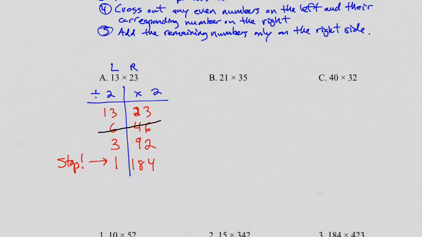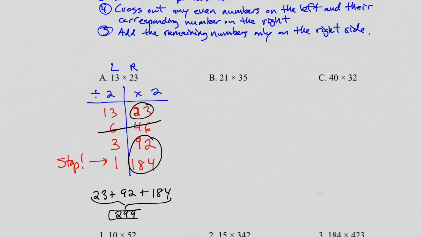Step 5 is to add the remaining numbers on the right side. So that's 23, and then these two numbers, 92 and 184. So basically, our final answer is going to be to add 23 plus 92 plus 184. If you type it in your calculator, you're going to get the same thing we got using modern multiplication. Okay?